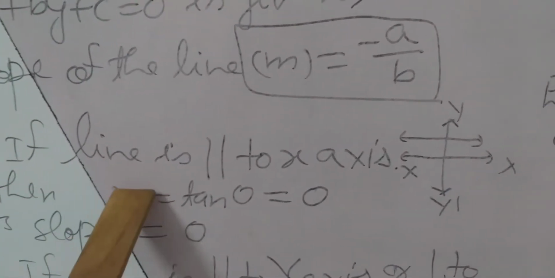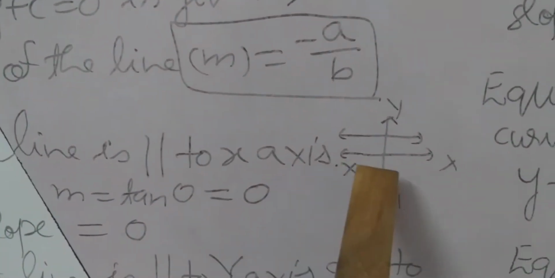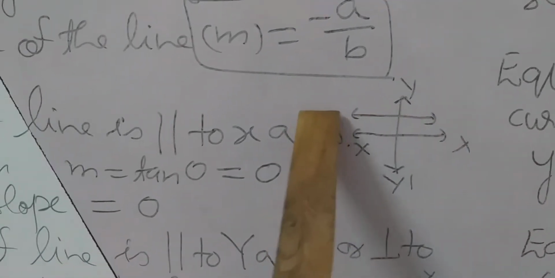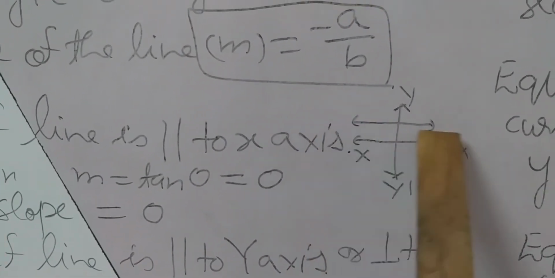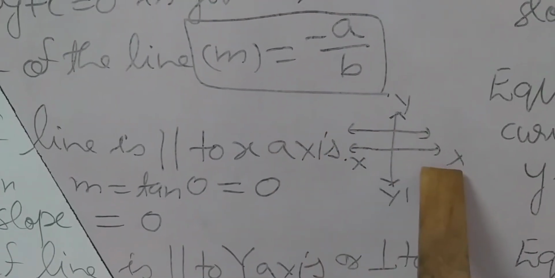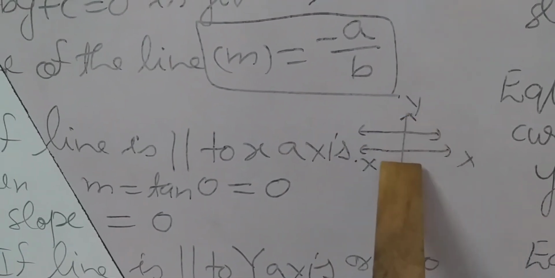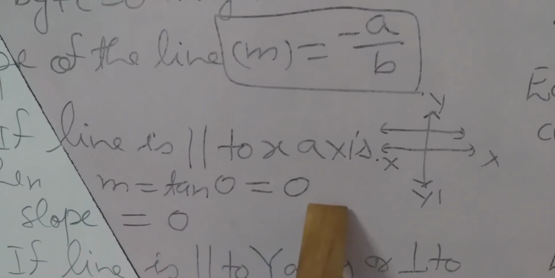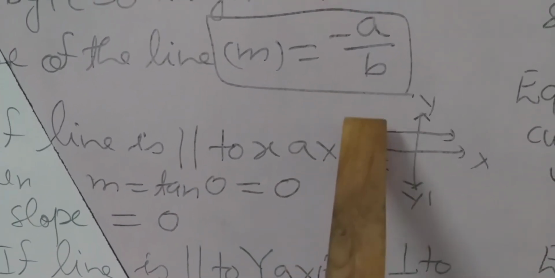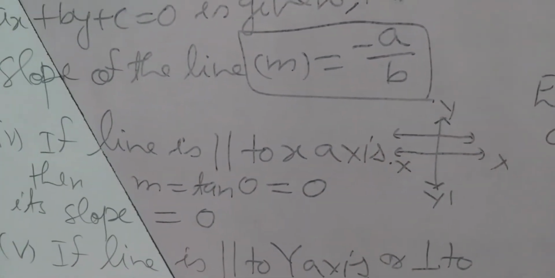If line is parallel to x-axis, this is the line and it is parallel to x-axis. So students, there is no angle made by line with x-axis. It means theta equals 0. Then m equals tan 0 equals 0. So remember students, if a line is parallel to x-axis, its slope is 0.